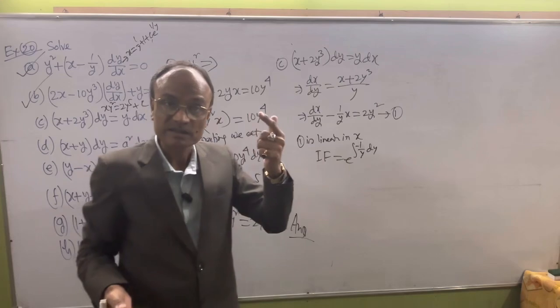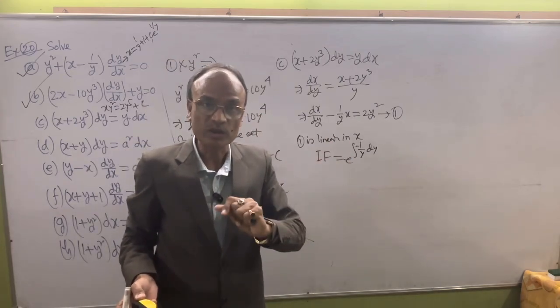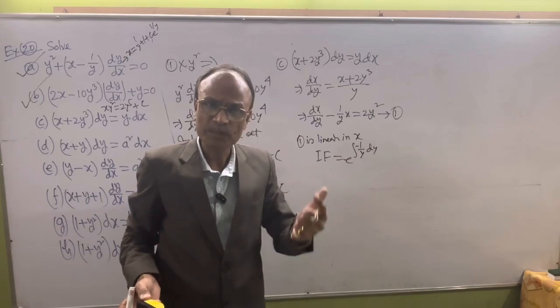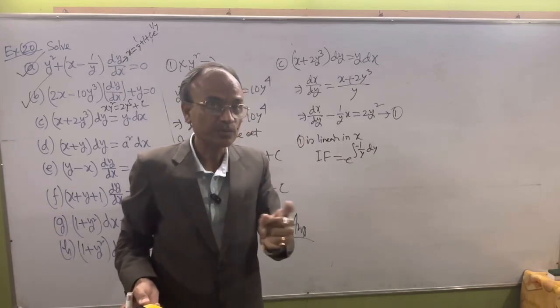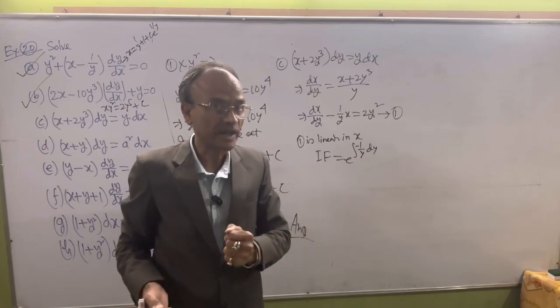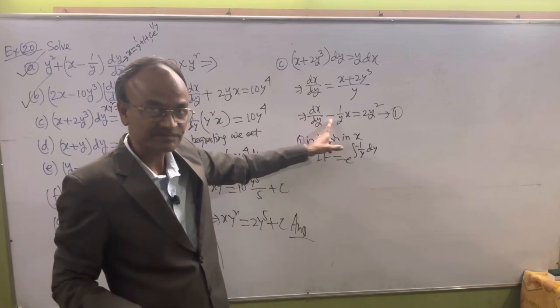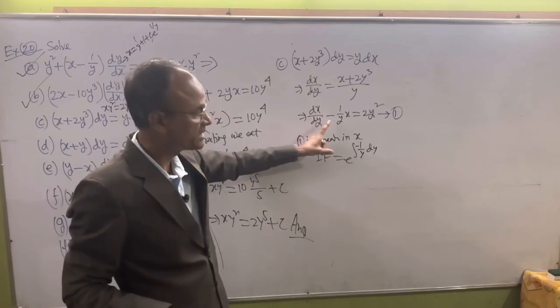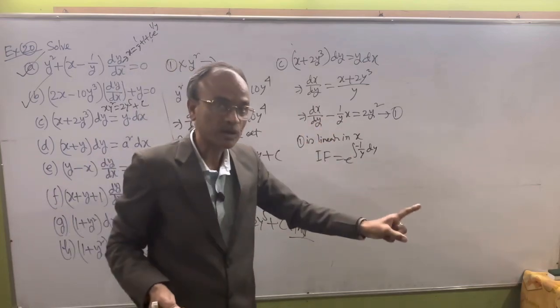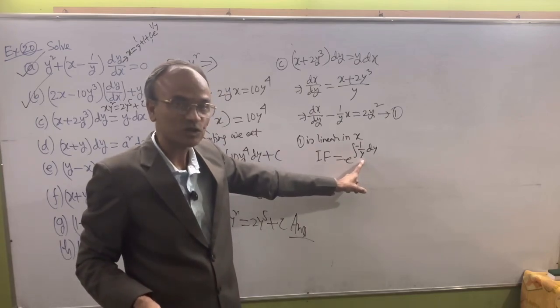Because the linear differential equation is dy by dx plus py equal to q, or dx by dy plus px equal to q. Here p and q are functions of y. Now it should be plus, dx by dy minus 1 by y. It is not dx by dy plus 1 by y. P is minus 1 by y. P is not 1 by y.